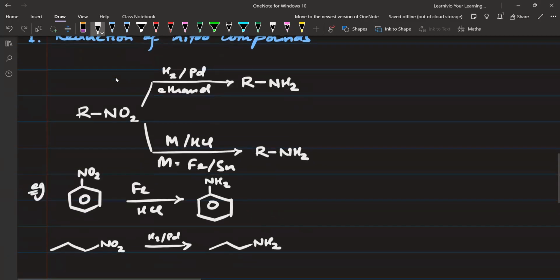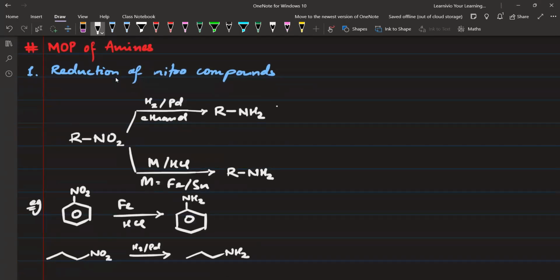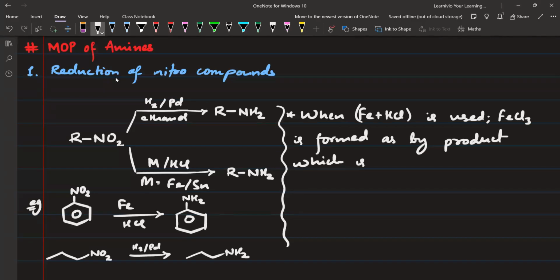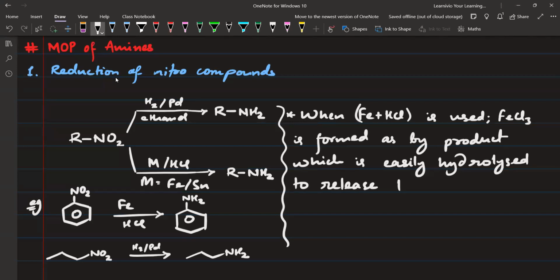ठीक है? चलिए यहाँ तक ड्रॉ कीजिए पहले, उसके बाद I will write a point. Or maybe I can write the point here also. ना, you guys keep on writing, उसके नीचे लिखिएगा. And Fe plus HCl is used. FeCl3 is formed as byproduct, which is easily hydrolyzed to release HCl gas. Therefore, only a small amount of HCl is needed.